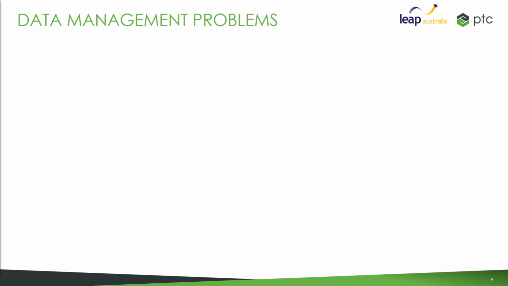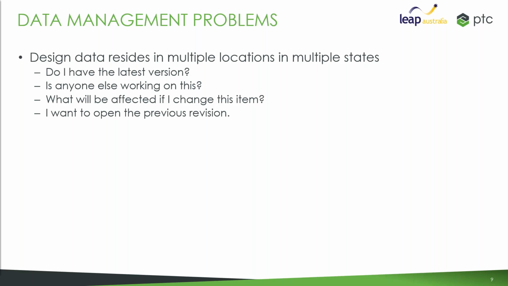The big one being design data resides in multiple locations and in multiple states, okay? So if you're using shared drives, network drives is a very common thing. Then people don't want to work with that, so they take a copy of it, so they work on it remotely. Maybe with COVID, you've been working from home, so you grab a copy of everything and have it at home. So then, people are wondering, do I have the latest version?